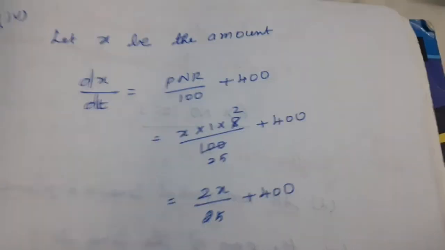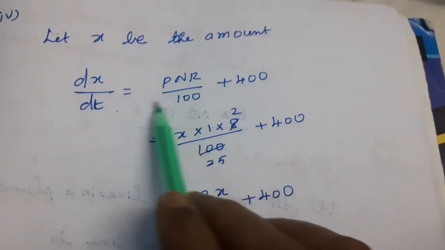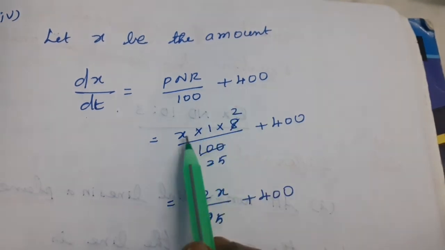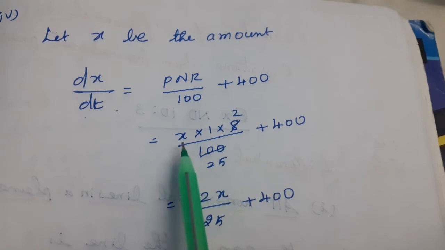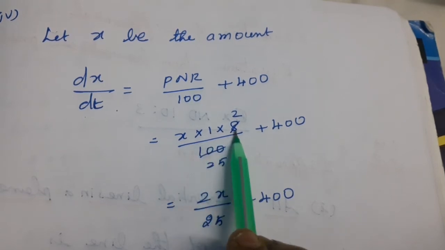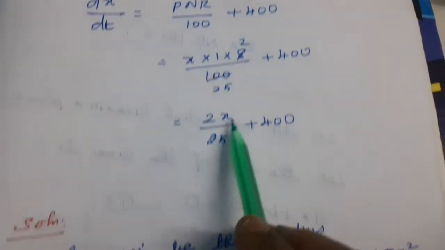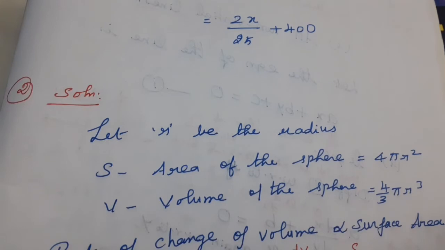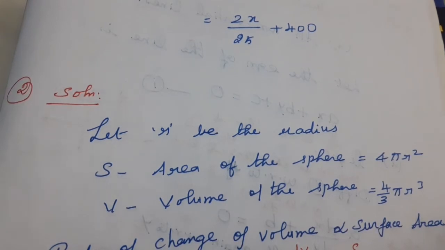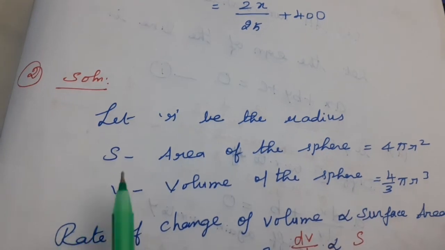These are very simple. Say x is the amount, dx by dt equals PNR by 100 plus 400. This is the simple interest formula, x into rate by 100, plus 400. X into 1 year, 8 rate of interest by 100 plus 400. After simplification we get 2x by 25 plus 400. Go through the book, because these are very simple sums. We want to finish the portion. So go through the book and see the video.